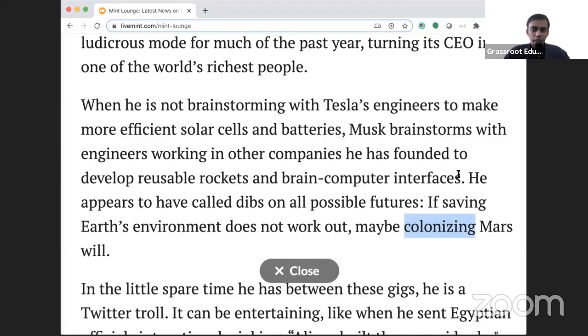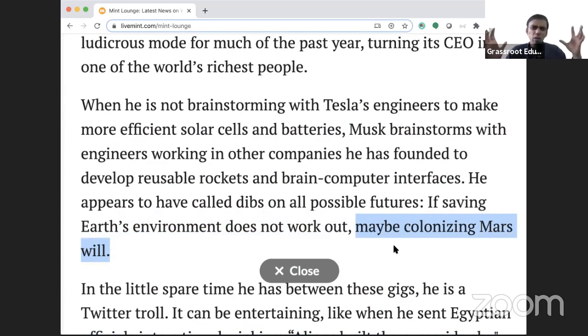Correct. So he appears to have called dibs on all possible futures. It means that he is kind of conquering all future events. So whatever absurd futuristic thinking a person can have, Elon Musk says that he's the one who will be actually implementing that. So it's like saying that if Earth's environment does not work out, if we are unable to save Earth's environment, we will all shift to Mars. It's obviously random, right?